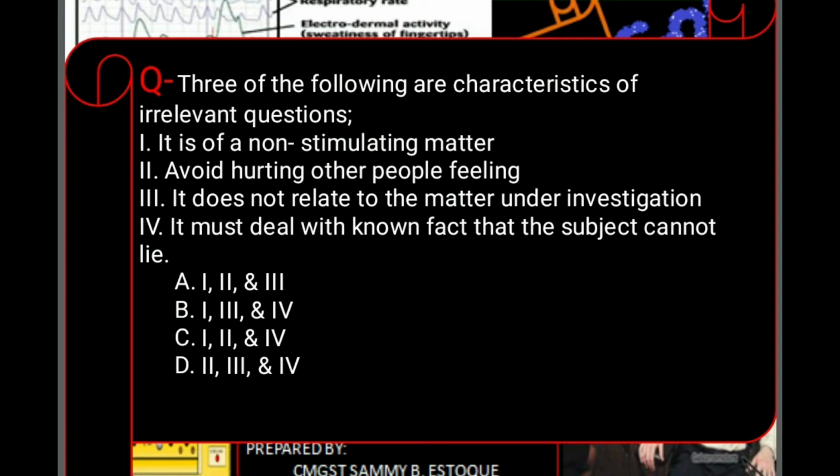Letter A, 1, 2, and 3. Bravo, 1, 3, and 4. Charlie, 1, 2, and 4. And Delta, 2, 3, and 5. And the answer for this question is Bravo.